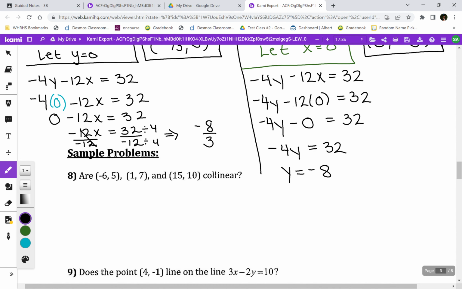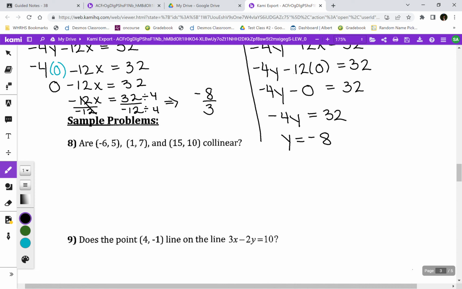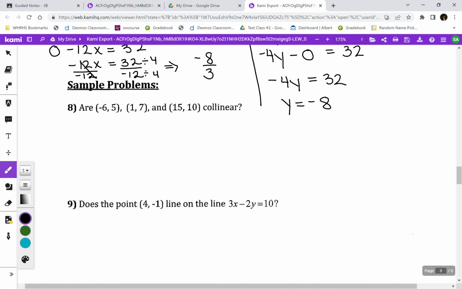All right, we are bringing a little bit of geometry into this in number 8. I'm bringing a definition. Are the points negative 6, 5, 1, 7, and 15, 10 collinear? We have to remember what that means from chapter 1. What does it mean if points are collinear? They exist on the same line.